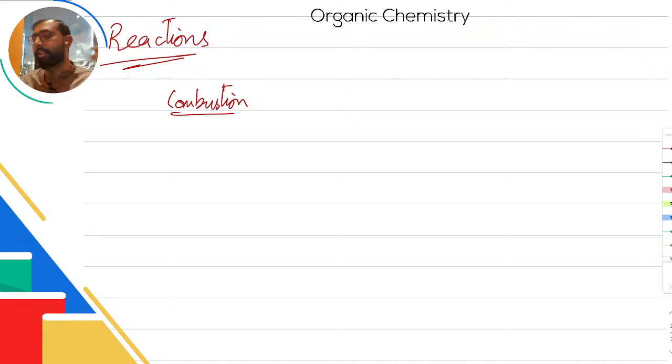Now, combustion is something that is applied on all organic compounds. They can all burn. So let's take any hydrocarbon. Again, a definition: a hydrocarbon is a compound made of hydrogen and carbon only. So any hydrocarbon that you have, let's say I have C2H4, that's ethene, right? It will burn. Whenever you burn stuff, you need oxygen.